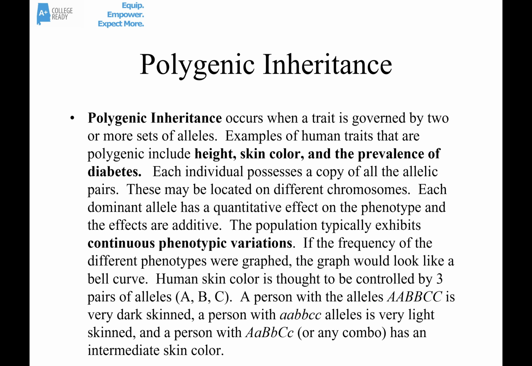Human skin color is thought to be controlled by three pairs of alleles that we'll call the A, the B, and the C alleles. A person with all dominant alleles in each pair is really, really dark-skinned, whereas a person with all recessives is very, very light-skinned. And a person in the middle with some dominants and some recessives can have an intermediate skin color.